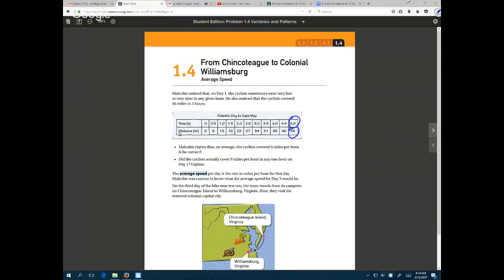Riley, what do you got? How'd you find what their average speed was? I divided. What by what? I divided the distance by the hours. You should have done the distance divided by the hours. So you should have done 45 divided by 5, which ends up being 9. So their average speed was 9 miles per hour for this one.